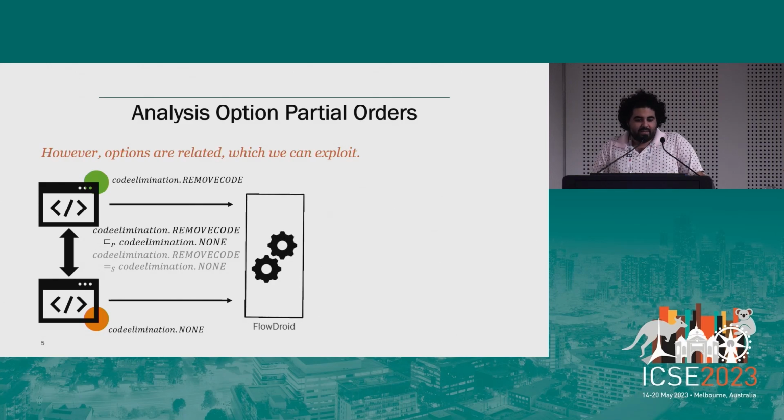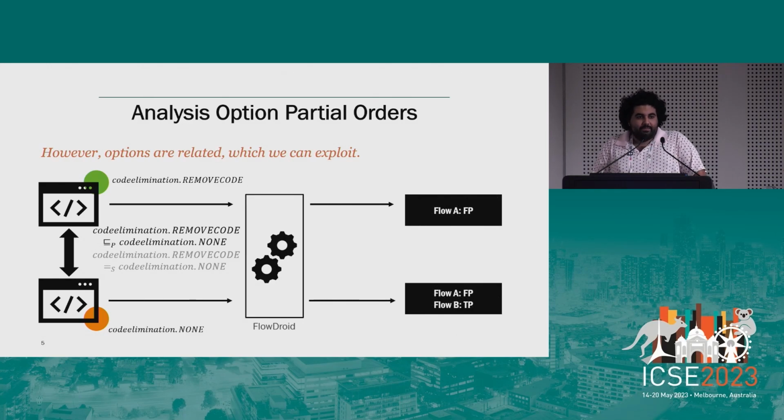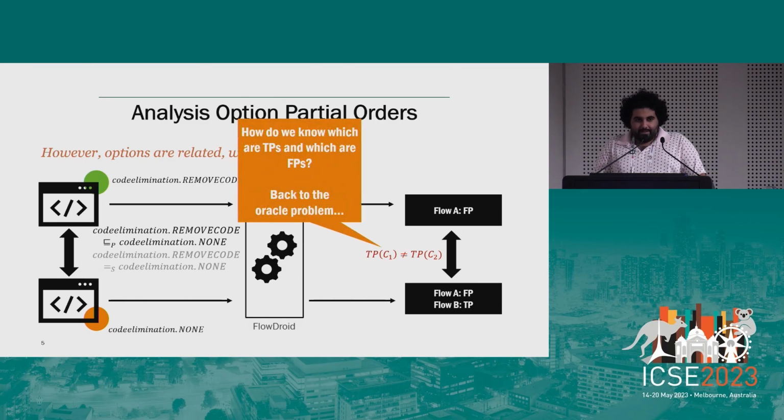So we run both of these configurations, and because of the bug that I already showed, we actually get a weird result, which is that remove code misses a true positive that none finds. This is a violation of the behavior that we expected, that's encoded by our partial order, specifically this implicit partial order here that says that the true positives should be the same. However, how do we know which are the true positives and false positives? This is the Oracle problem again.